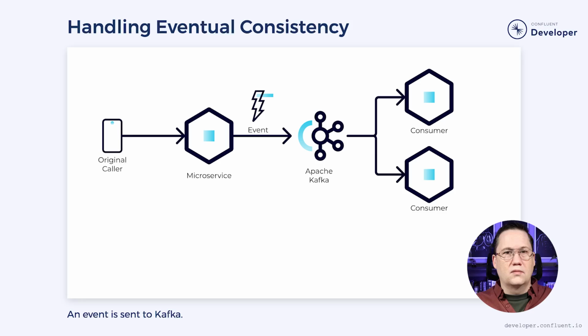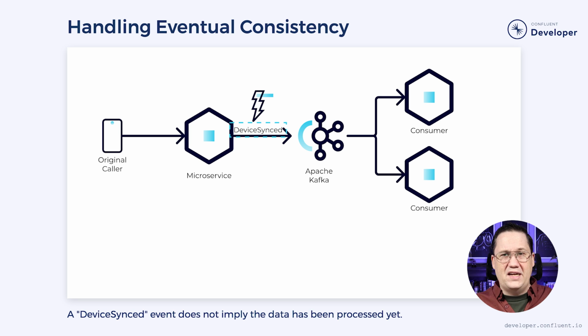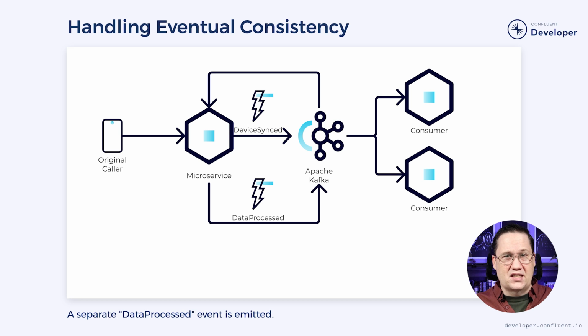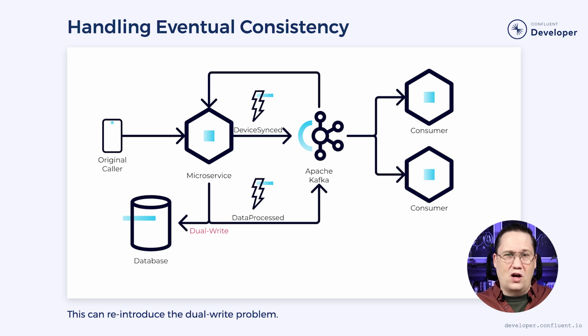At any given moment, there may be inconsistencies in the data that result from unprocessed events. Eventually, once all of the events have been processed, the microservice enters a consistent state, but that can take time. To some extent, we can mitigate this with careful naming of our events. A device synced event only suggests that the data has been synced, not that it has been processed. We could emit a data processed event once we're done, but that happens along with our database update, which is going to reintroduce the dual write problem. In general, careful naming only gets you so far.